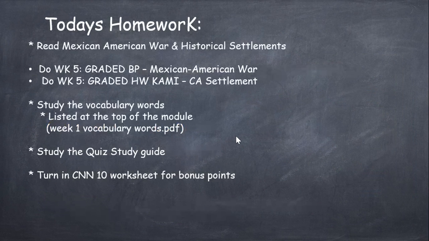All right, so here is your homework and what you need to do today. Read Mexican-American War and historical settlements. You do not have to do the assignments in the reading, okay? So even though it says click here to start your assignment, do not do that, okay? Go back through, do week 5 graded BrainPOP, Mexican-American War. Some of you have already started that. Do week 5 graded homework, CAMI, California settlement. Study the quiz, study guide, study the vocabulary words. Turn in CNN 10 worksheet for bonus points, which you'll have to click and watch on your own. But that is all there is for today.